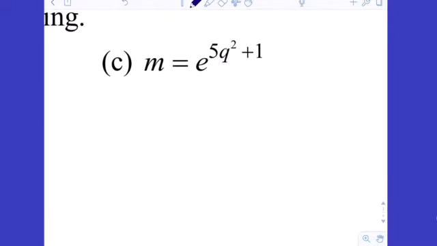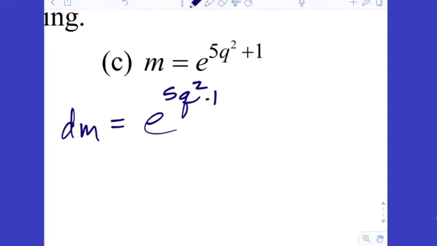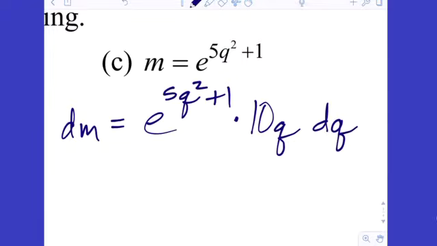And the last one here, the derivative of the left in differential form is dm. On the right we get e to the blob, e to the 5q squared plus 1, times the chain rule, dq. There you go. Differential form.